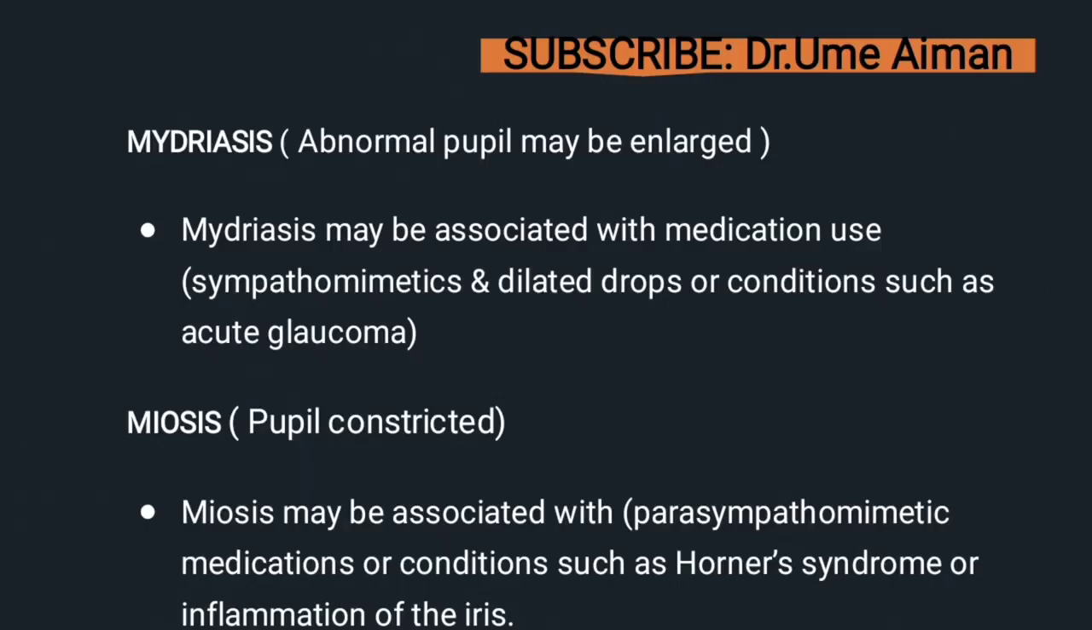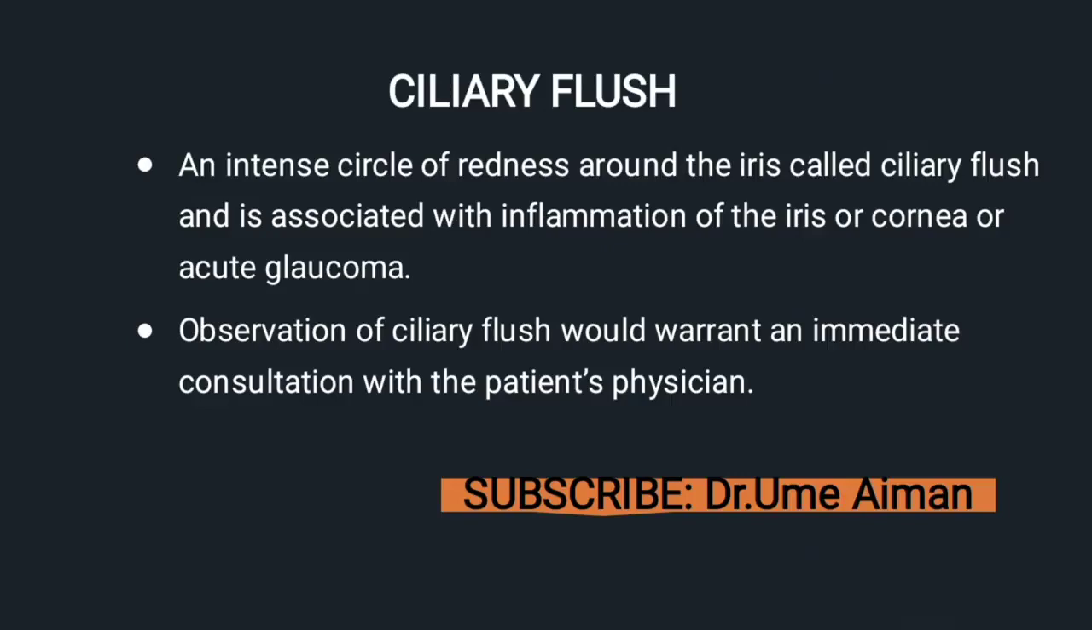Mydriasis. Abnormal pupil may be enlarged. When pupils are abnormally enlarged, this is called mydriasis. Miosis. Pupil constricted. Miosis may be associated with parasympathetic medications or conditions such as Horner syndrome, as it also involves ptosis and exophthalmos. Ciliary flush. An intense circle of redness around the iris is called ciliary flush and is associated with inflammation of the iris or cornea and acute glaucoma. Observation of ciliary flush would warrant an immediate consultation with the patient's physician.